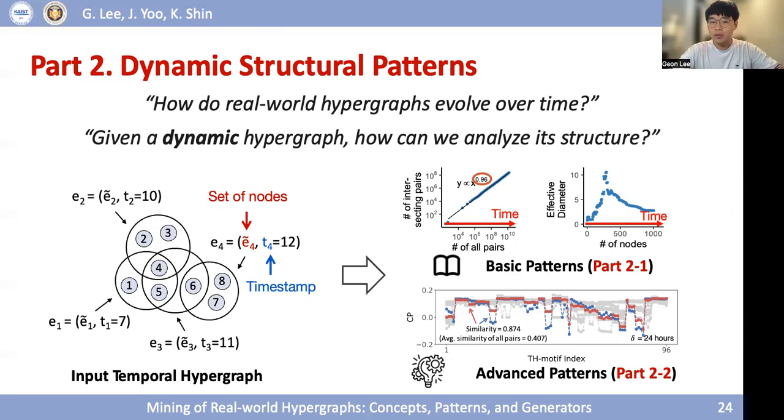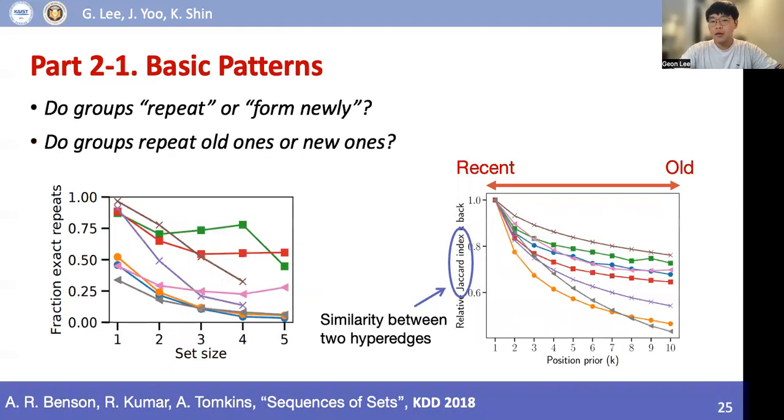Specifically, we aim to answer the questions, how do real-world hypergraphs evolve over time? And given a dynamic hypergraph, how can we analyze its structure? Let's see one of the patterns that will be covered for basic dynamic patterns. For the basic dynamic patterns of real-world hypergraphs, one simple question we can think of is, are groups likely to repeat the previous ones or to form entirely new groups? The answer to this question is yes, as we can see in the left-hand side figure.